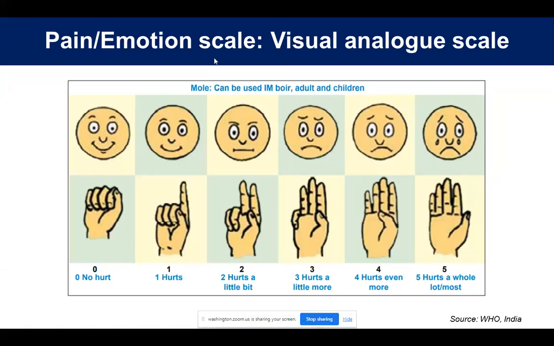Similarly, he or she can do it by the hand method. If the hand is folded, it's zero on the scale. And if the full hand is open and you can see all five fingers, then it hurts a lot. The pain is the maximum.